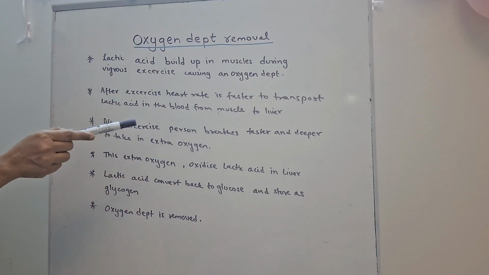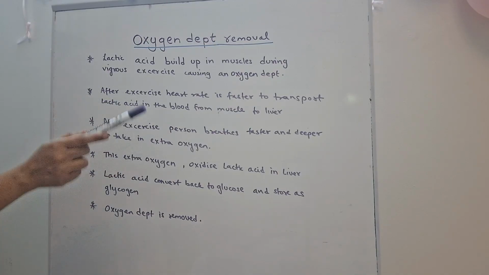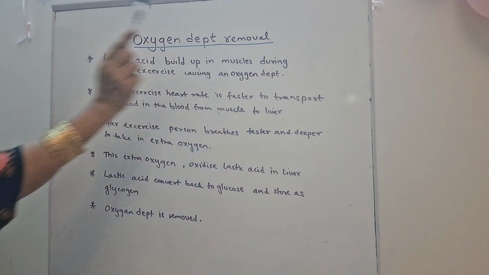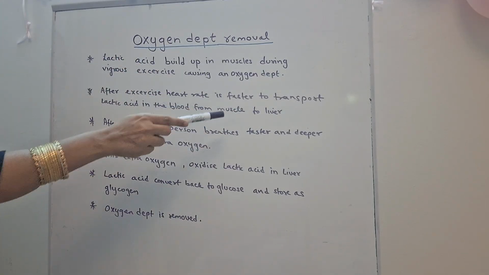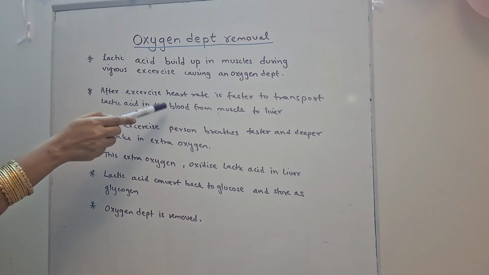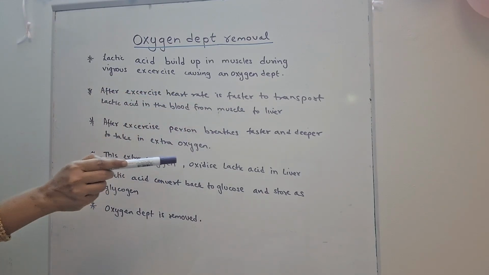And why do we need to remove this lactic acid? Because it is not good for health. So where does this lactic acid removal take place? It takes place in the liver. How does this lactic acid reach the liver from muscle? Through the blood. And what happens in the liver? Oxidation of lactic acid takes place.